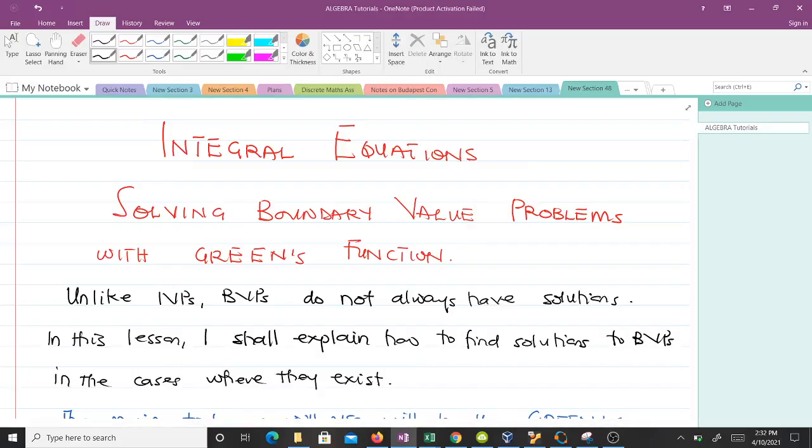In this lesson, we are going to learn how to solve boundary value problems using the Green's function. We are going to solve a problem on that. Unlike initial value problems, boundary value problems do not always have solutions. So in this lesson, I shall explain how to find solutions to boundary value problems in the cases where they exist.